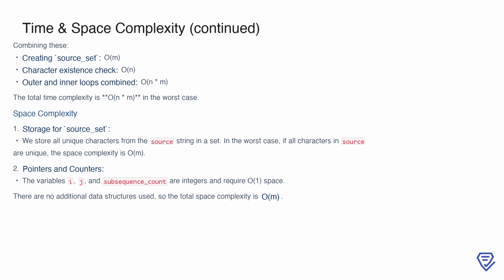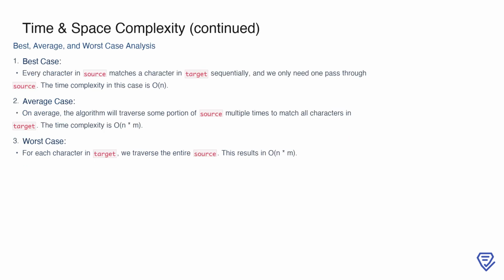Moving on to space complexity, the primary storage requirement comes from the source_set, which stores all unique characters from the source string. In the worst case, where all characters in source are unique, the space complexity for this is O(m). Aside from this, the algorithm only uses a few integer variables, such as i, j, and subsequence_count, which require constant space, O(1). Since no additional data structures are used, the total space complexity is determined entirely by the source_set, making it O(m).